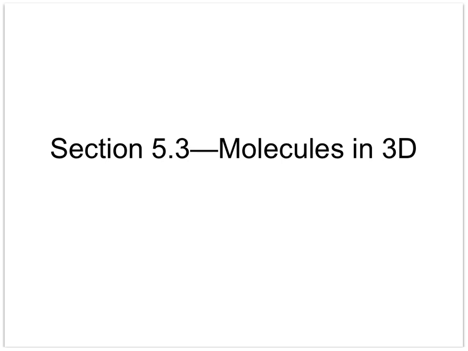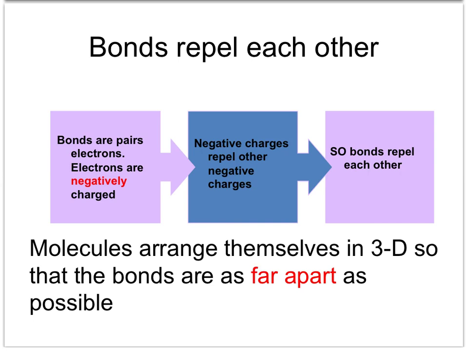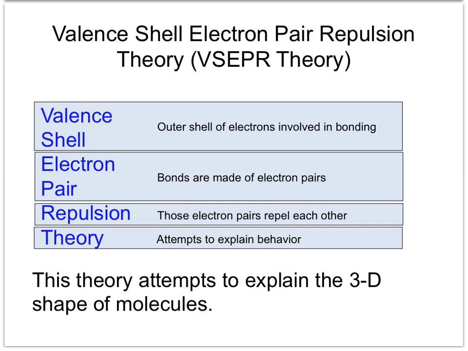Section 5.3 will deal with how to predict the shapes of the Lewis dot structures that you drew in Section 5.2, molecules in 3D. So hopefully by now you know that bonds are made up of pairs of electrons, and those electrons are negatively charged, and that negatively charged particles repel one another. So molecules will arrange themselves in three-dimensional structures so that those bonds are as far apart as they possibly can be from one another. The theory that explains this process is called VSEPR, valence shell electron pair repulsion.